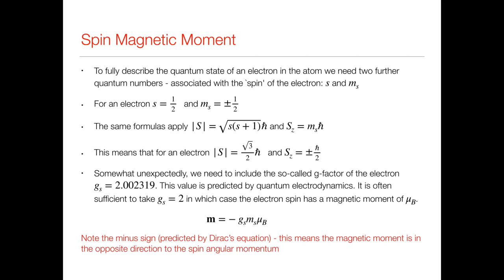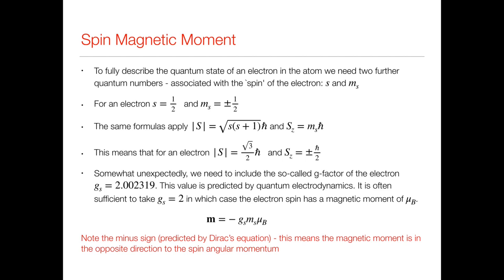So two things to comment on here. It's not exactly 2, it's slightly bigger than 2. This is predicted by something called quantum electrodynamics, QED. You might have heard about people like Richard Feynman, who won the Nobel Prize for working on quantum electrodynamics. It's one of the most successful theories of predicting the properties of matter on a small scale. It predicts the value of g_s to a considerable number of decimal places, and that's been very carefully verified by experiment.